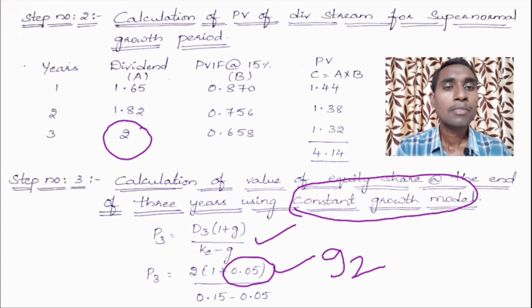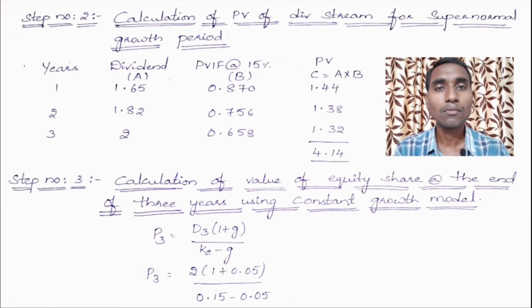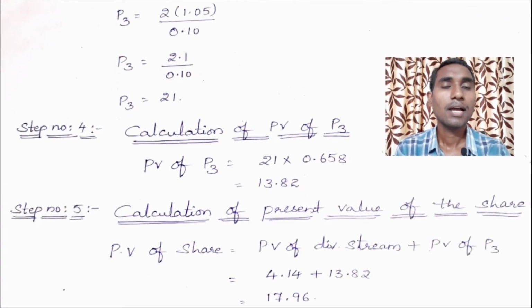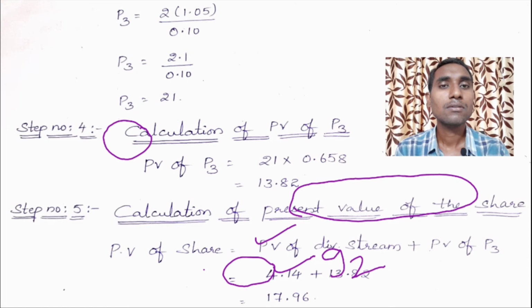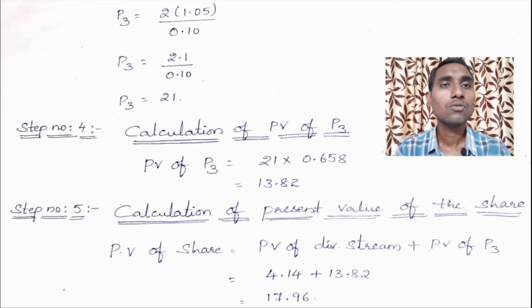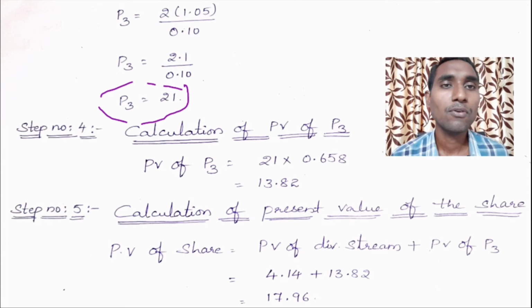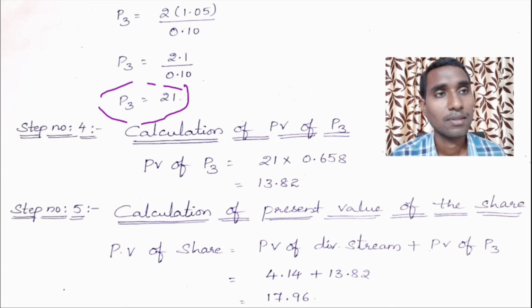So here 2 into 1 plus 0.05, divided by KE minus G. Next, I have simplified here. So P3 is equal to 2 into 1.05 divided by 0.10, which is 2.1 divided by 0.10. So P3 is 21. Now step number 4, again you need to find the present value of P3.